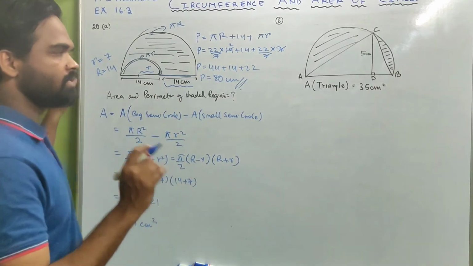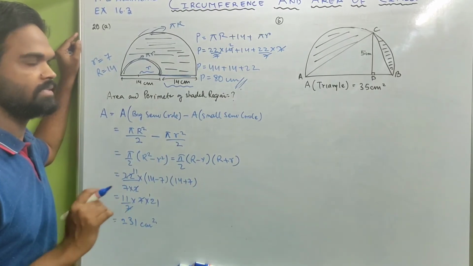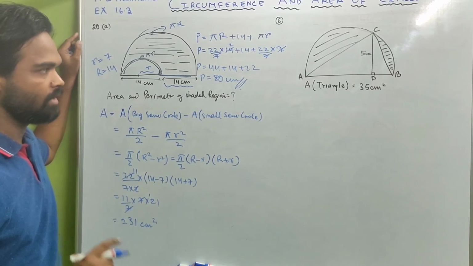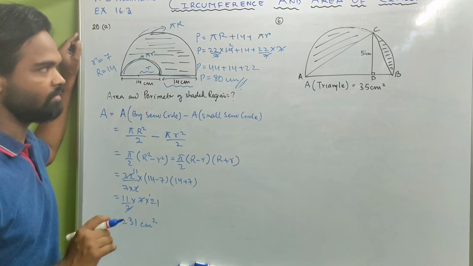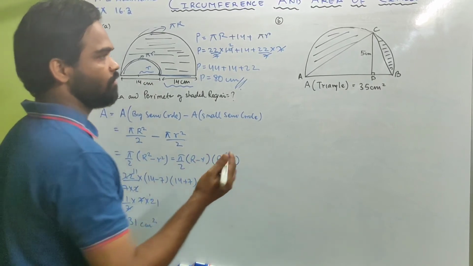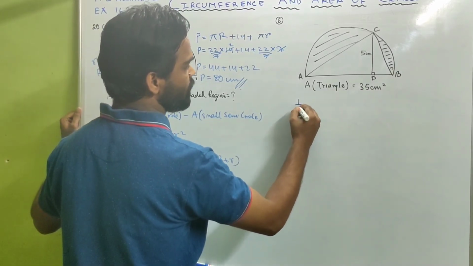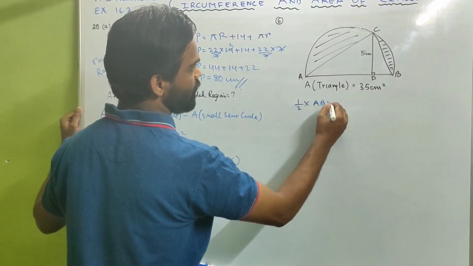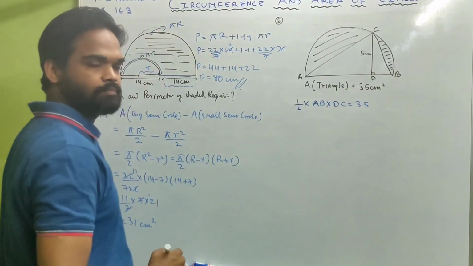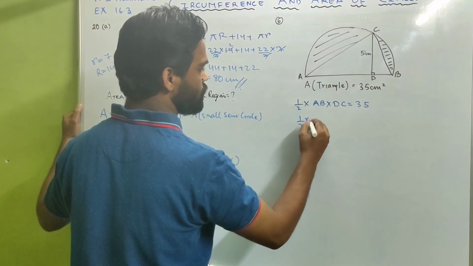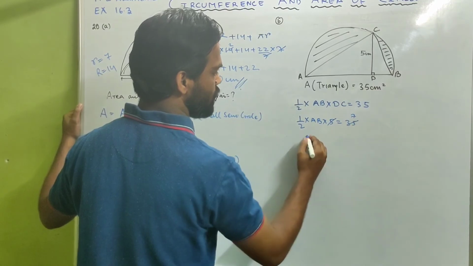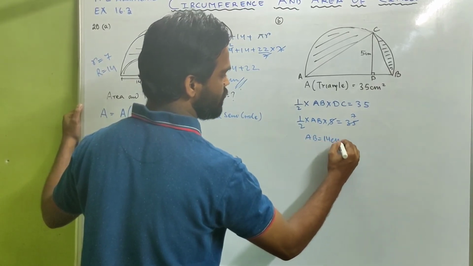They're given a semicircle. Inside the semicircle, there is a triangle ABC, whose altitude is CD, which is 5 centimeter, and the area of the triangle ABC is given as 35. They want us to find the area of the shaded region. Pretty easy. Look over here. Area of the triangle is nothing but half into base, which is AB, multiplied by altitude, that is DC, and that is equal to 35. We don't know AB, so half into AB multiplied by 5 equals 35. So AB is 14 centimeter.